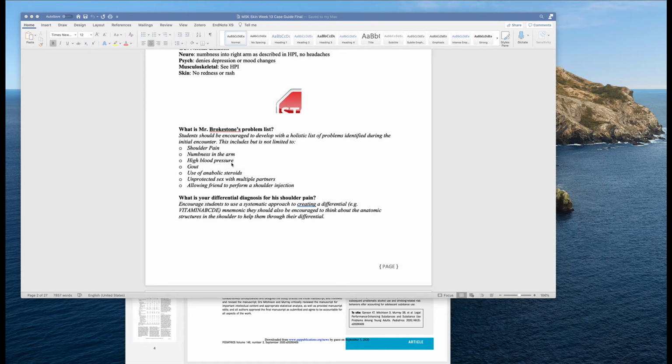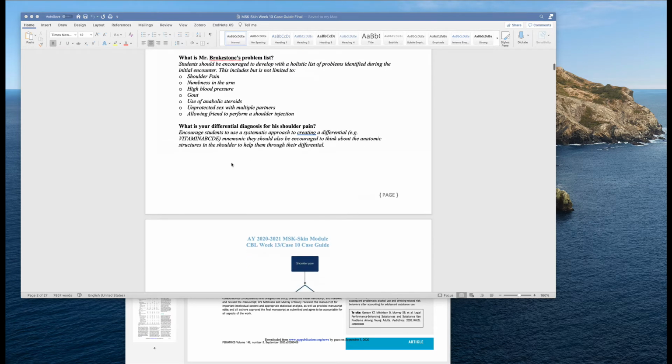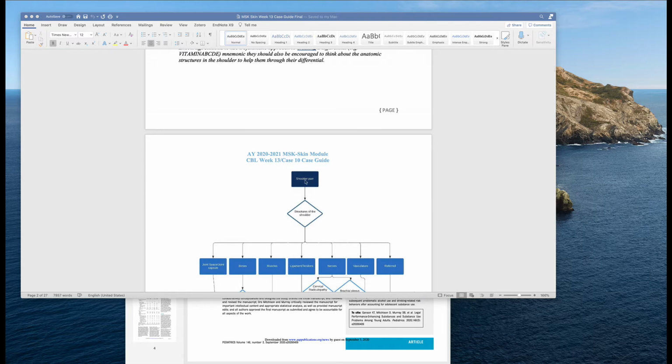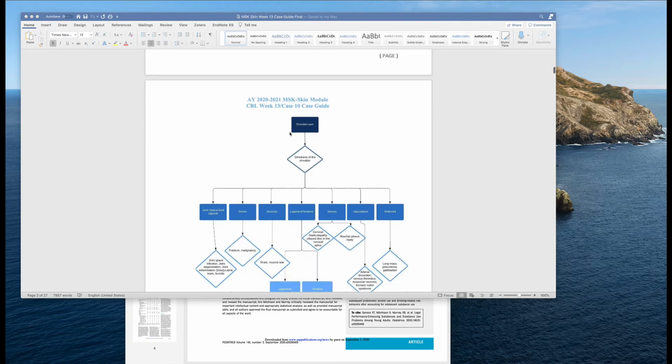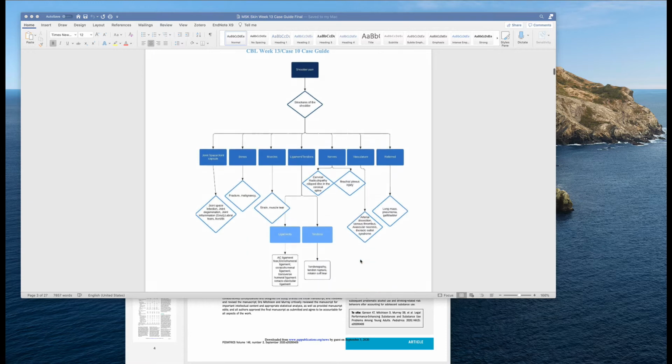We want them then to create a differential diagnosis. We are still encouraging that vitamin A, B, C, D, E mnemonic to go through a complete differential diagnosis, and this is where they should be able to touch on lots of different components of this. Even if they're not the most likely, they can hit on several different systems as possibly contributing to this. I also provided here a little bit of a flow diagram to think about once you get down to the actual shoulder itself, and you think about the structure and function of the shoulder, breaking the shoulder up into components based on the anatomy may help you also organize a differential diagnosis.